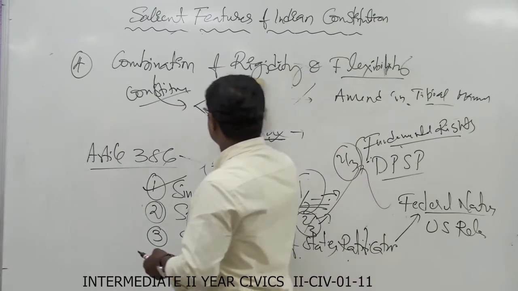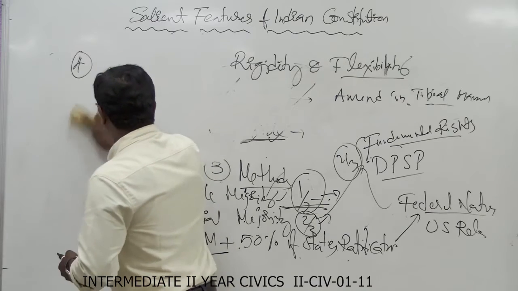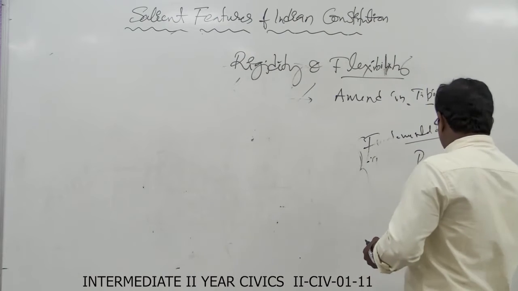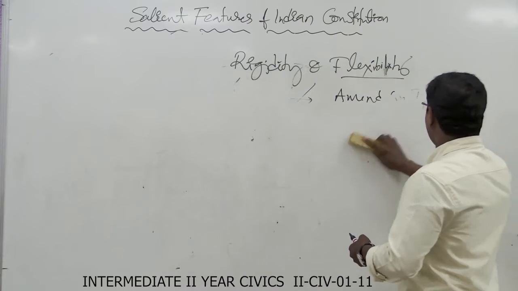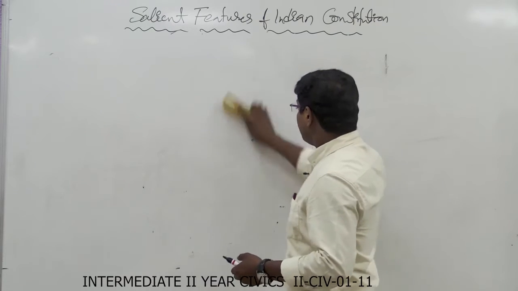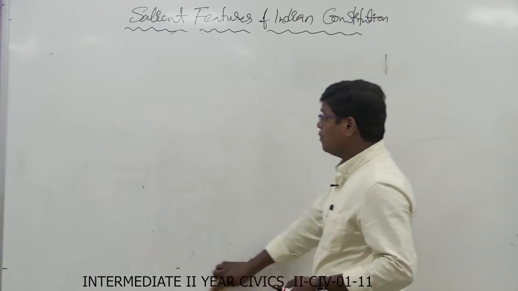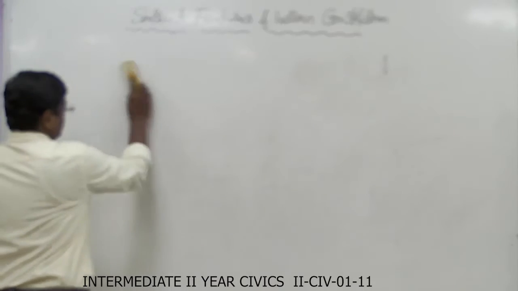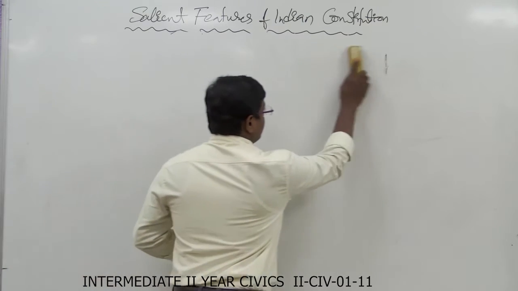Then the next one is the combination of federal and unitary. So the Indian Constitution is considered to have both federal features as well as unitary features. Let us try to understand in a very clear manner.